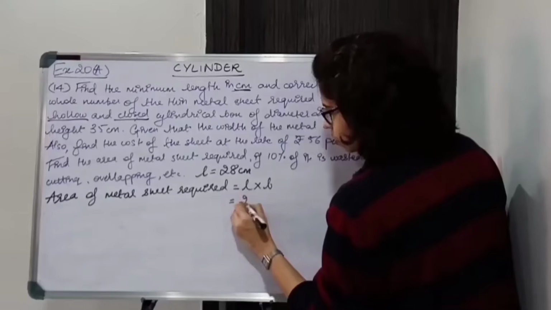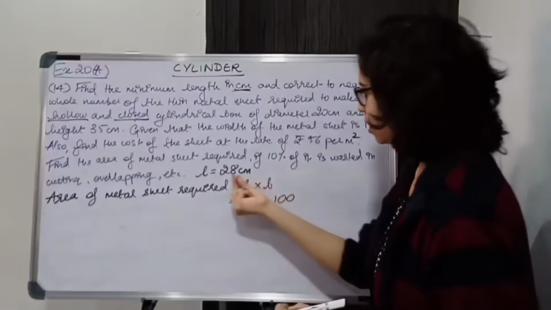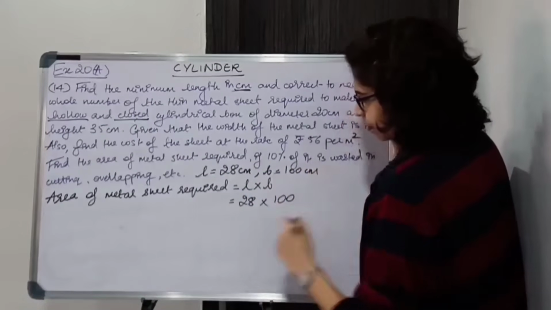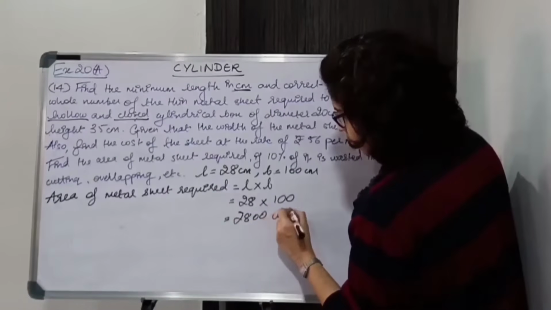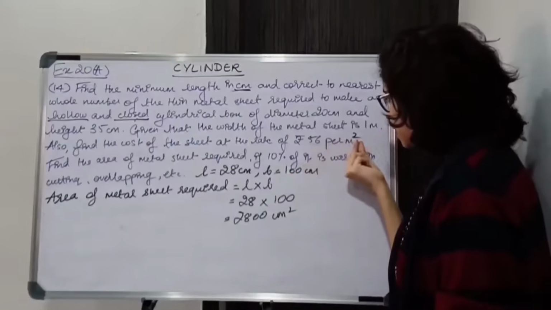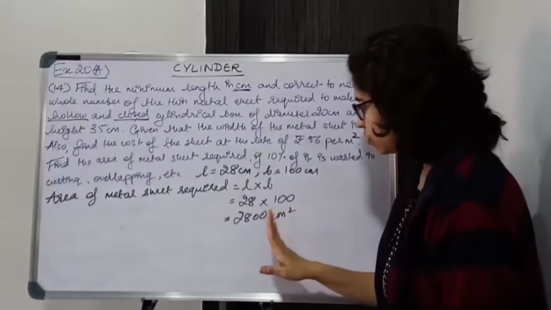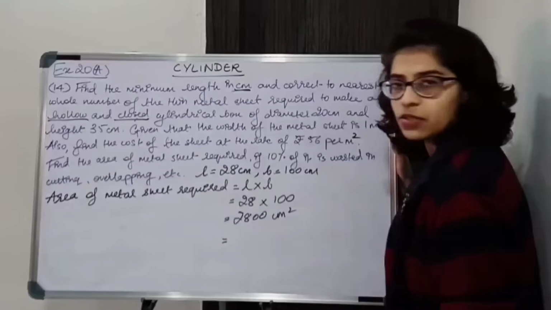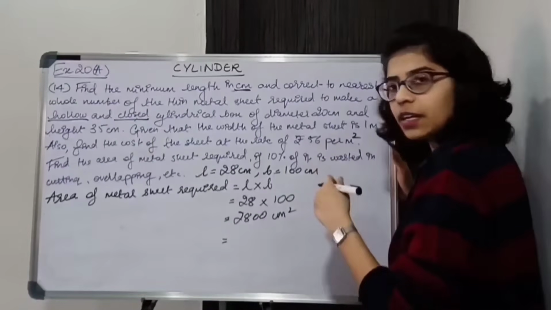Now length is 28 and breadth is 100. Both are in centimeter. ठीक है. This is 28 and breadth we had got 1 meter, that is 100 centimeter. So this is going to be 2800 centimeter square. But we are given that the rate is 56 per meter square. So what we have to do, we have to convert this also into meter square. So if we convert this into meter square, we'll divide it by 100 and again 100.